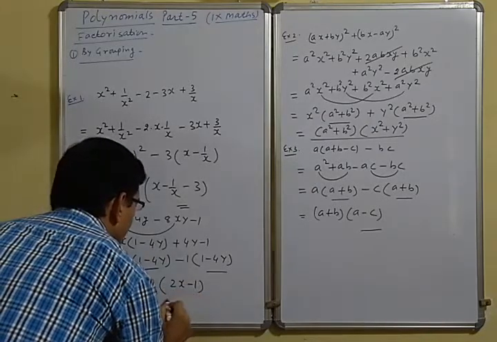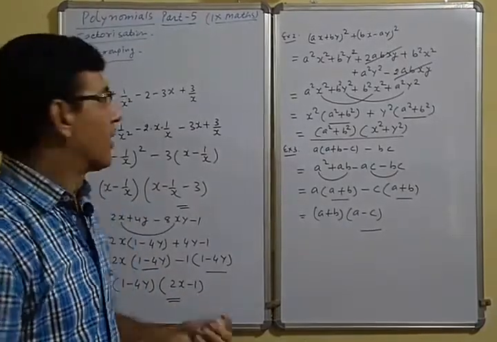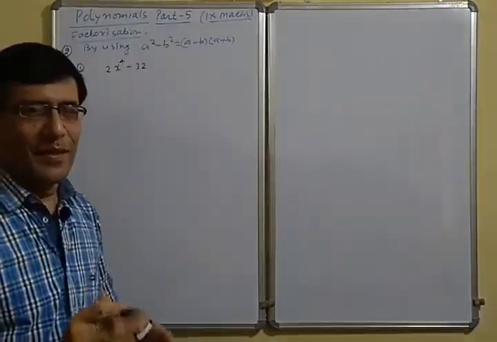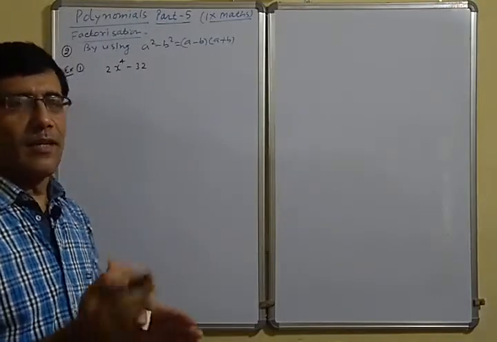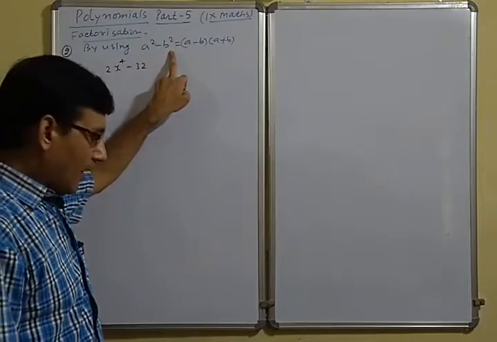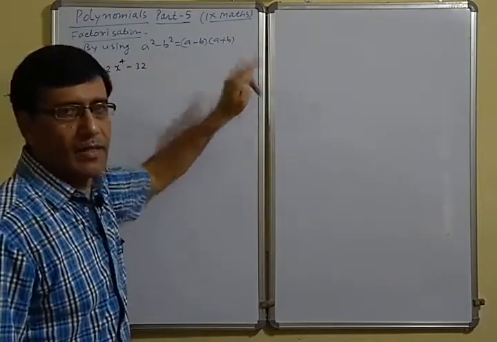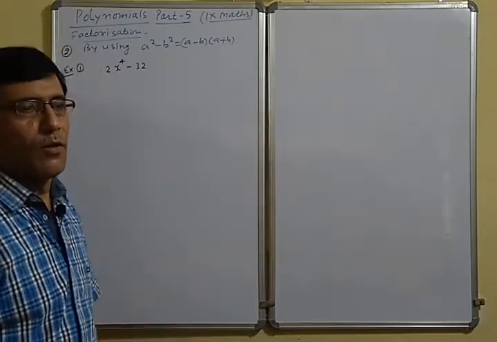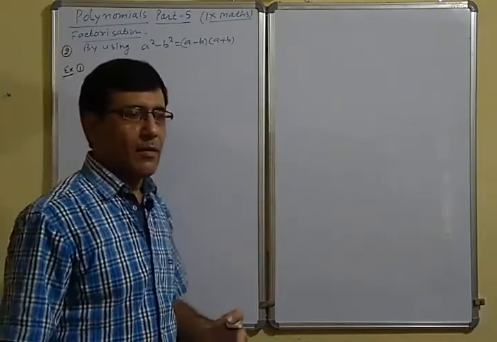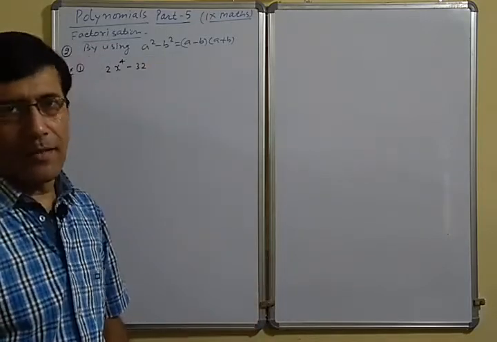2x minus 1. So this is the factorization of this question. This method is called method of regrouping. Now let us see factorization by using the formula identity, that is a square minus b square. A square minus b square is a minus b in one bracket, and in other bracket it is a plus b. So we'll take some examples and we'll use the formula a square minus b square.